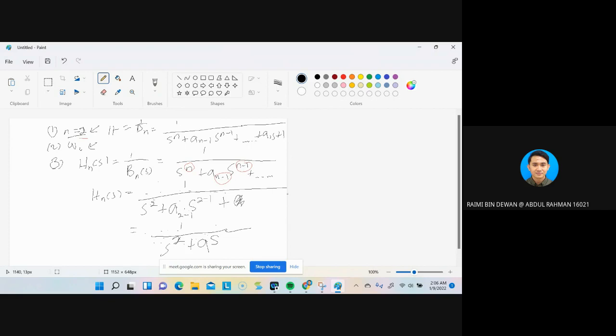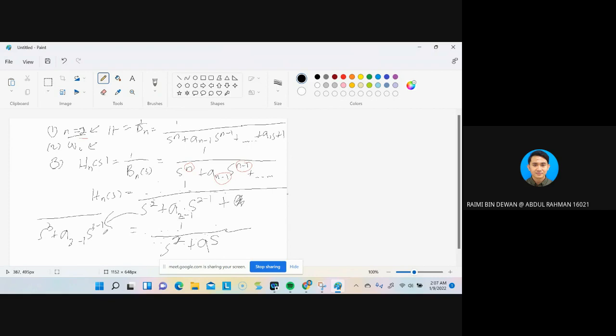Okay, so you can see this is until here, because we only have order of 2. If you have order of 3, you will have s3 plus, at the denominator, a3 minus 1 s3 minus 1.